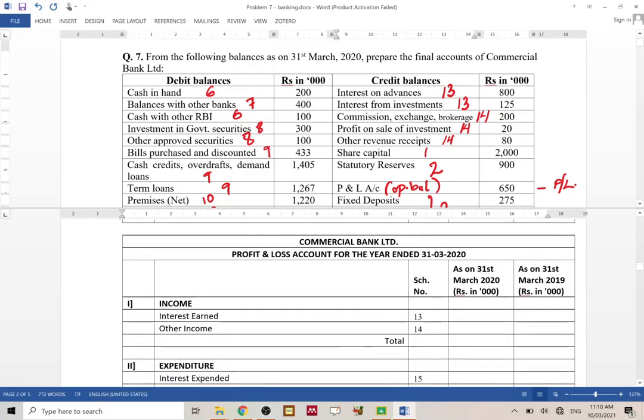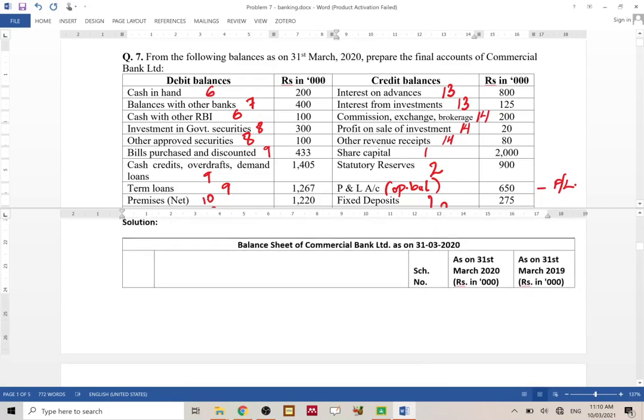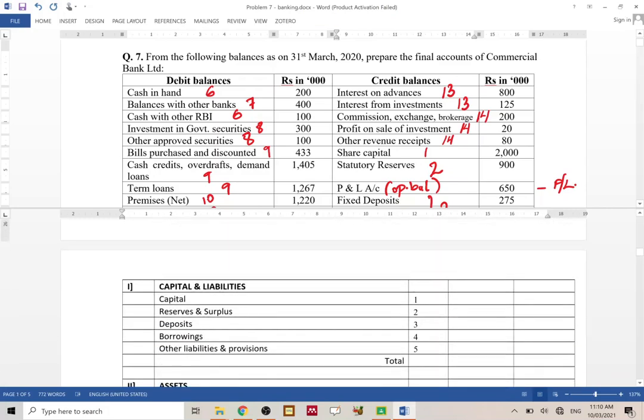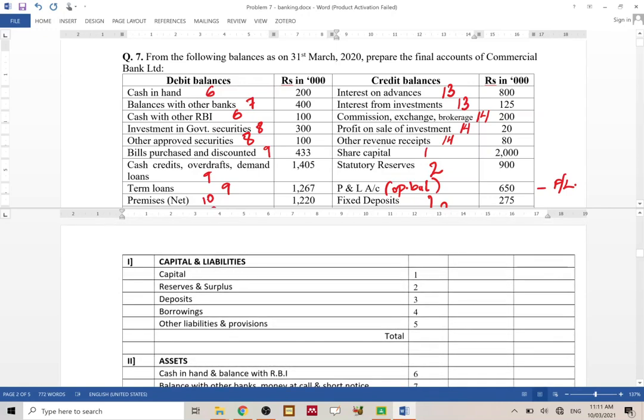We're going to prepare the balance sheet as well as the profit and loss account for this problem. The outlines for both are prepared here. First will be the balance sheet because of the order of the schedules.